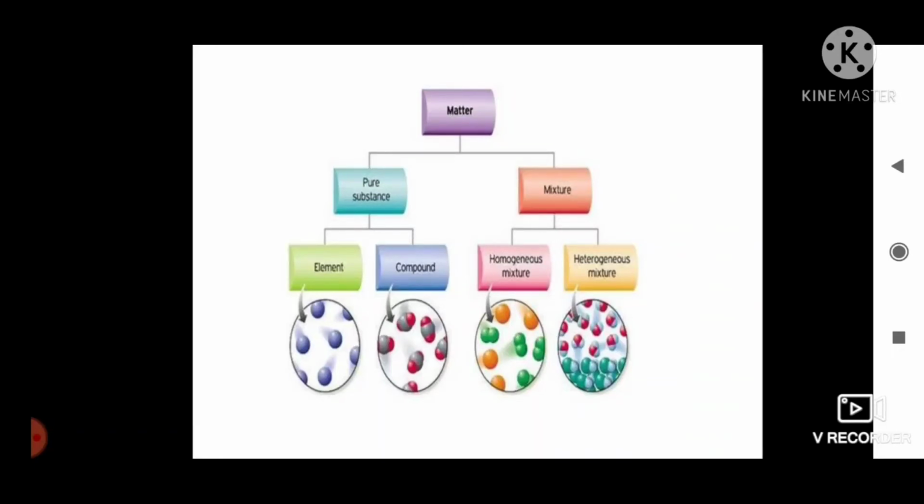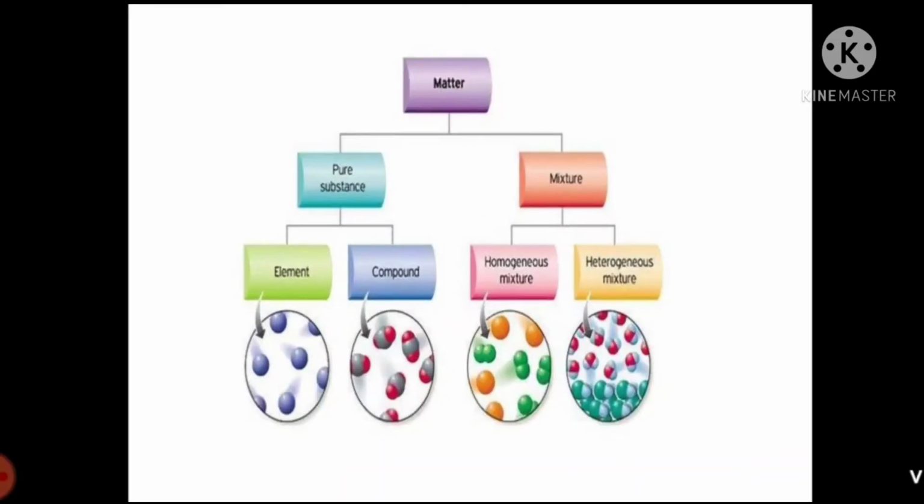What is the formula of glucose? C6H12O6. That means it has a fixed ratio and its particles are of the same composition. Hence, like all other pure substances, glucose has a fixed composition. Many of the substances around us are mixtures, and they may be homogeneous or heterogeneous.